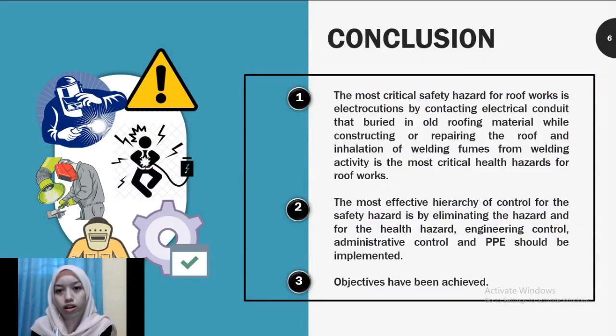wearer and the fumes. So in conclusion, the most critical safety hazard for roof works is electrocution by contacting electrical conduit that is buried in old roofing material while constructing or repairing the roof, and inhalation of welding fumes from welding activity is the most critical health hazard for roof works. The most effective hierarchy of control for the safety hazard is by eliminating the hazard, and for the health hazard, engineering control, administrative control, and wearing of PPE should be implemented. Therefore, the objective of our project has been achieved.